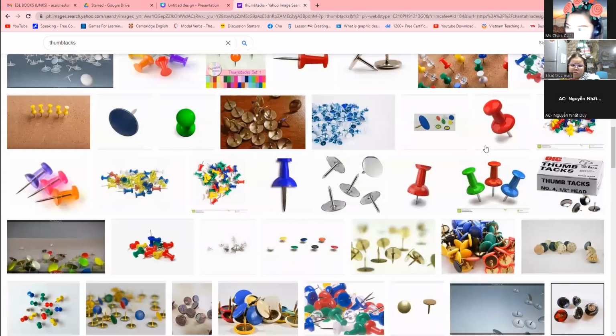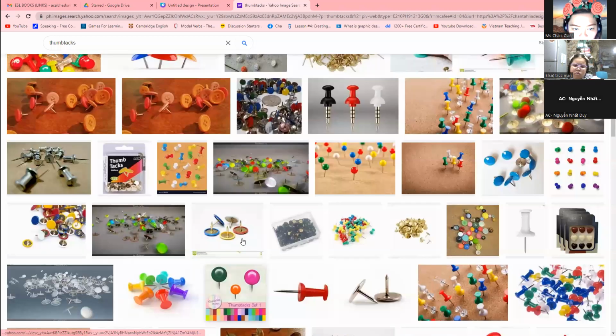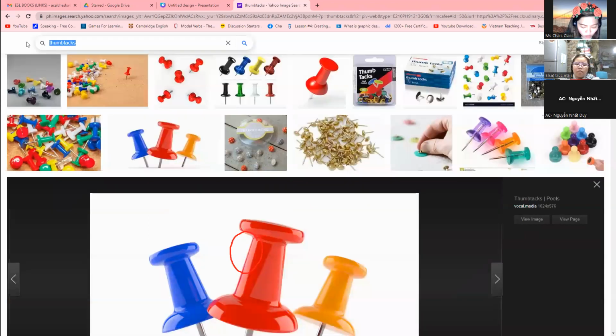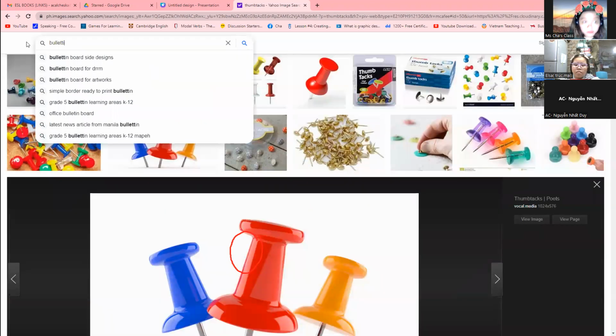So this one right here, Elsa, this is called a pin. But you know, they also call this a thumbtack because it has that thing that you use on a bulletin board. Okay? So let me show you what a bulletin board is.